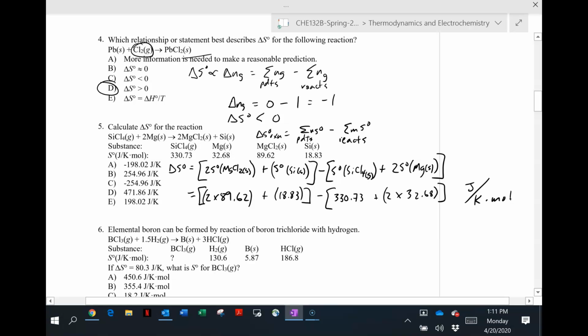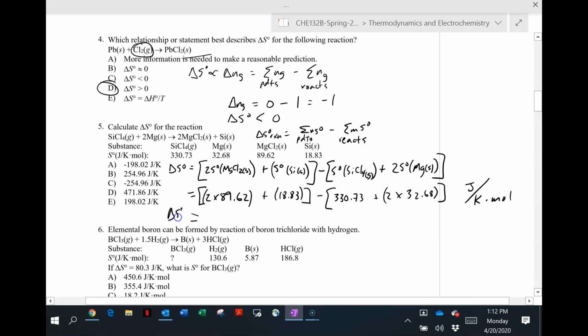So if I estimate here, the products are going to be about 200. 2 times 89 is pretty much 2 times 90. That's 180. 18.83 is about 20. So about 200 there. Then on the reactants, we've got about 400. So I'm thinking it's going to be around negative 200 something. So maybe leading towards answer A. Let's do the math.